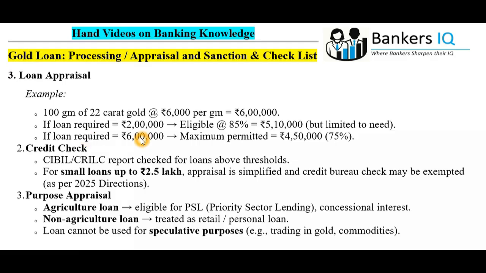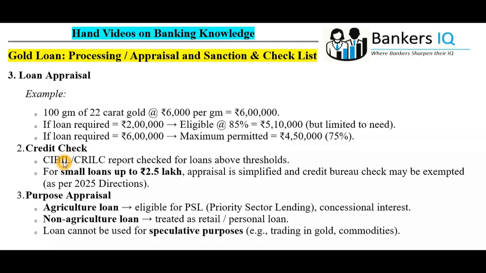If the loan required is 6 lakh, the maximum permitted is 75% of the total value of the gold. It is 4 lakh 50,000. But he is in need of 6 lakh. Even though he needs 6 lakh, the permitted maximum amount is 4 lakh 50,000 only.